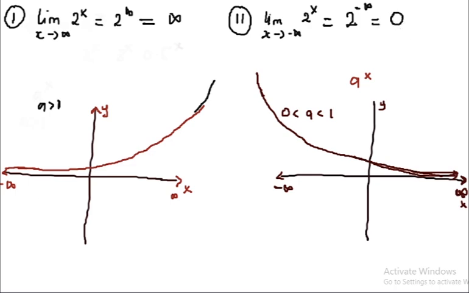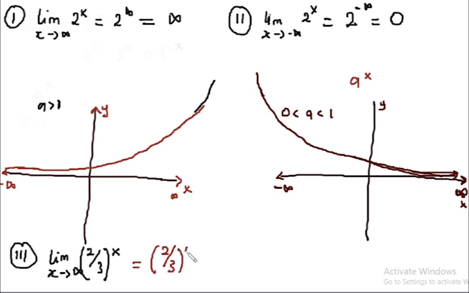Let me take one other example. Say I'm asked to find the limit as x approaches infinity of (2/3)^x. You can pause the video and try to solve this one yourself. Like we did before, I'm plugging the infinity value straight up. So I'll have 2 over 3 to the power of infinity. Now 2 over 3 is 0.666666 recurring, but I can approximate it to 0.67 to infinity.